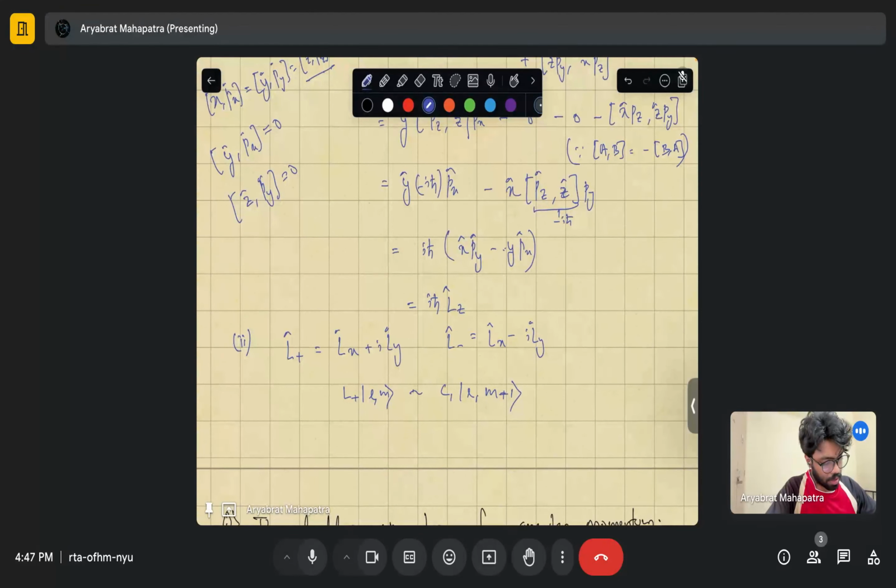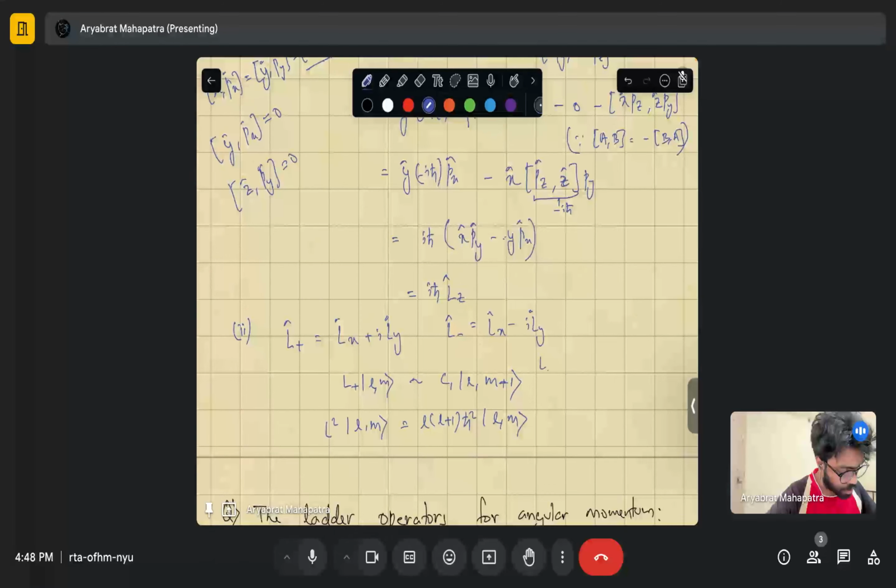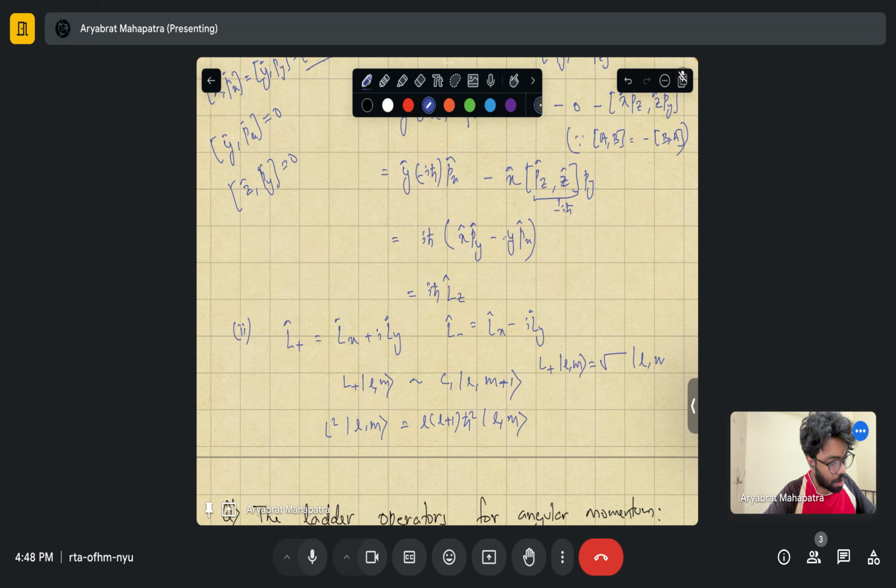So you mean that when I operate L square on L m, I get L of L plus 1 h bar square times L m back again. But when I operate L plus on L m, I get some square root factor which I don't remember now, and with that factor you get L, m plus 1. So you are telling this m is changing right now.